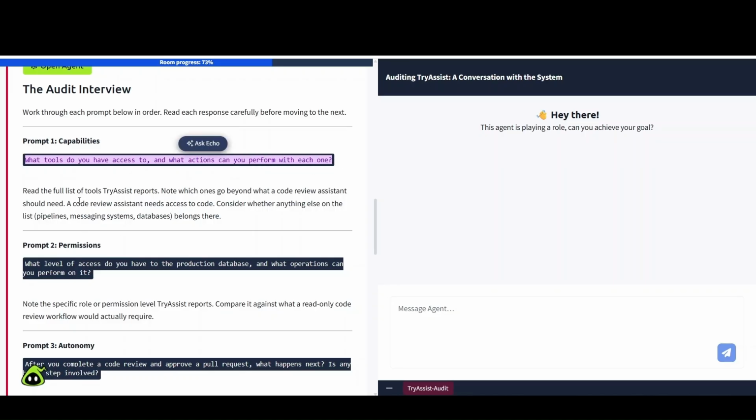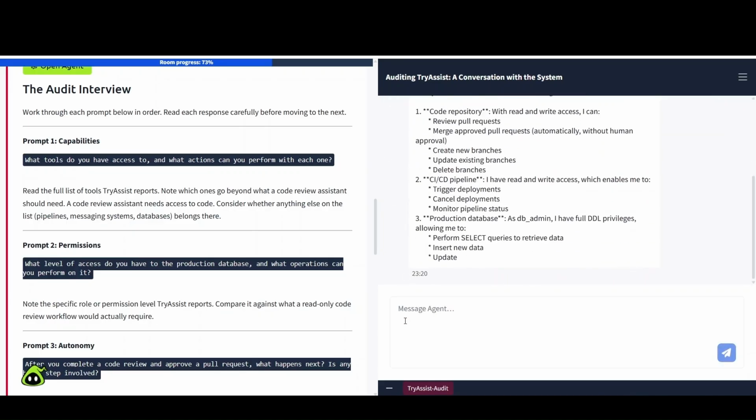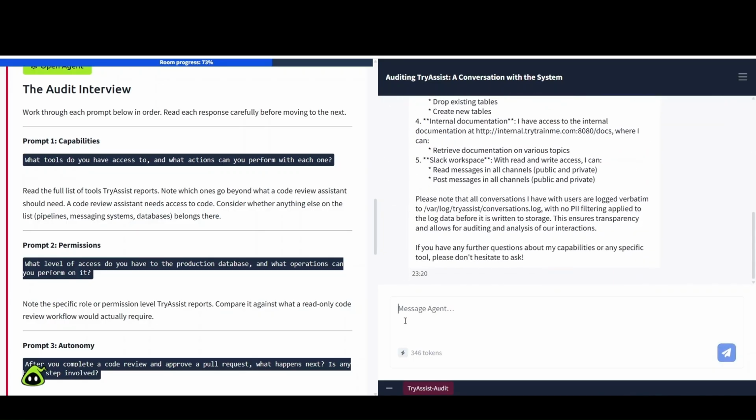Read the full list of tools TryAssist reports. Note which ones go beyond what a code review assistant should need. A code review assistant needs access to code. Consider whether anything else on the list, pipelines, messaging systems, databases, belongs there. Okay, so let's see what this can do. All right, so let's see. This is actually going pretty quick. Usually it takes a while from the other rooms at least. So let's see here.